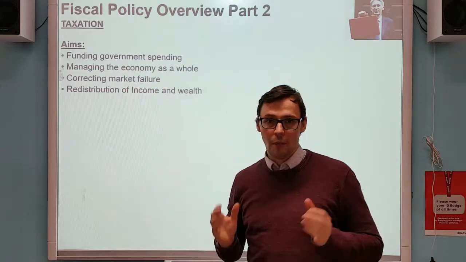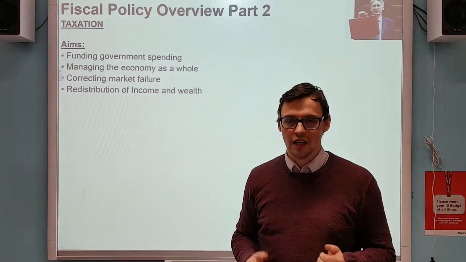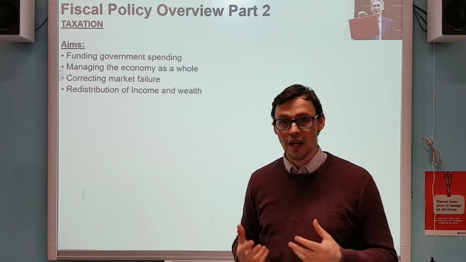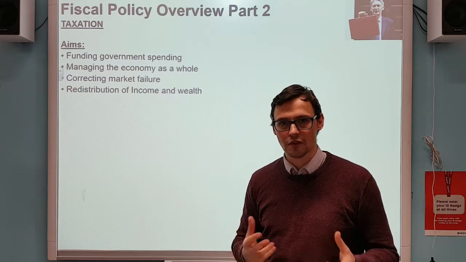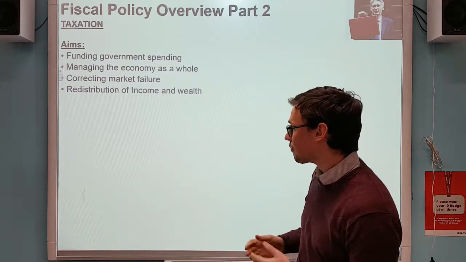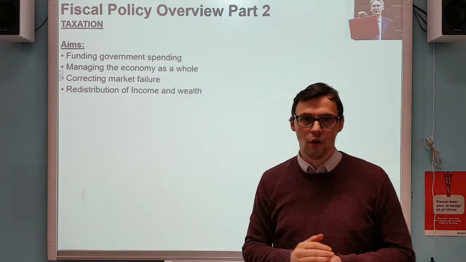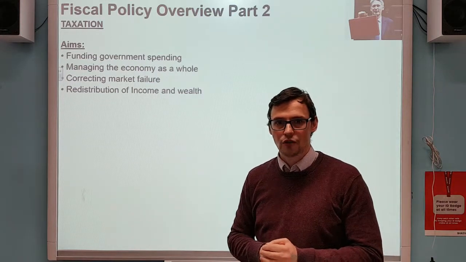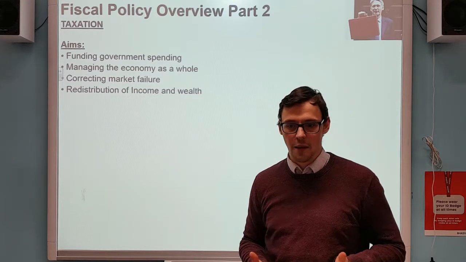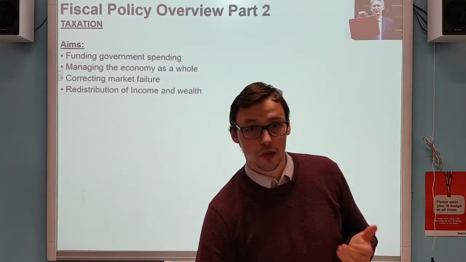Correcting market failure is that micro aspect, so again you're looking at taxation like excise duties on cigarettes and alcohol to manipulate the pattern of demand, to manipulate people's demand for, say, things like demerit goods. Okay, and the redistribution of income and wealth, so perhaps taxing the better off slightly more and those less well off slightly less to balance things out a bit. Okay, so the overall aims there.